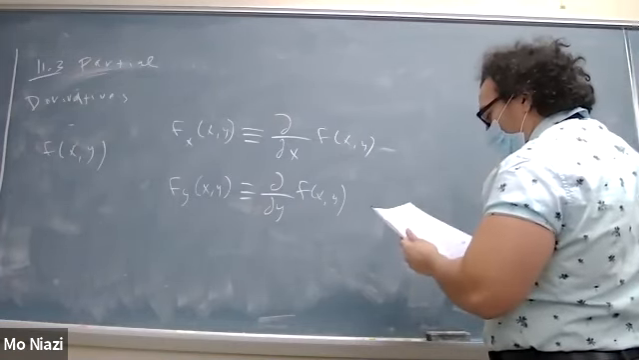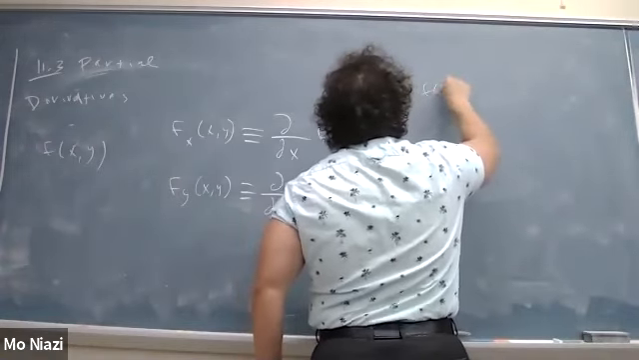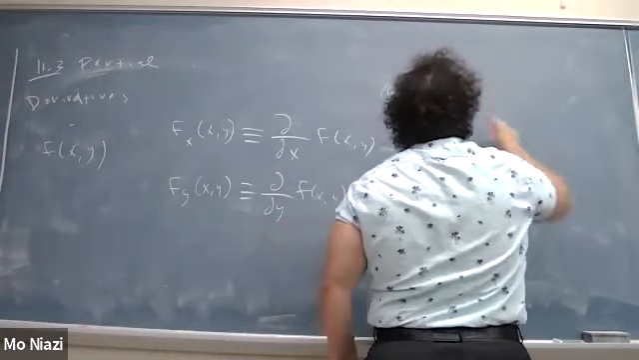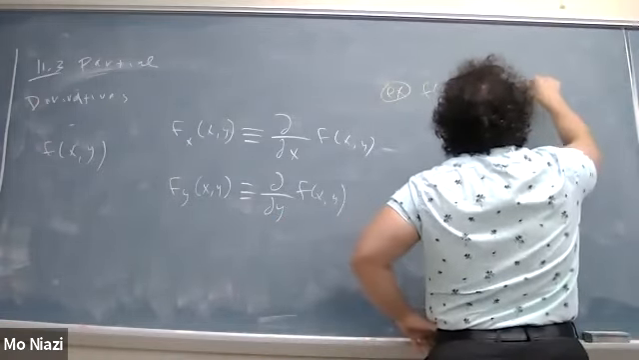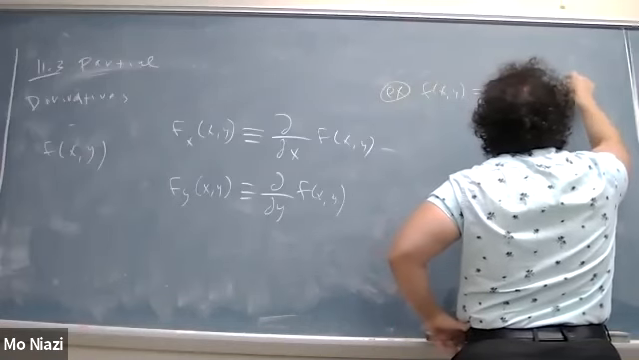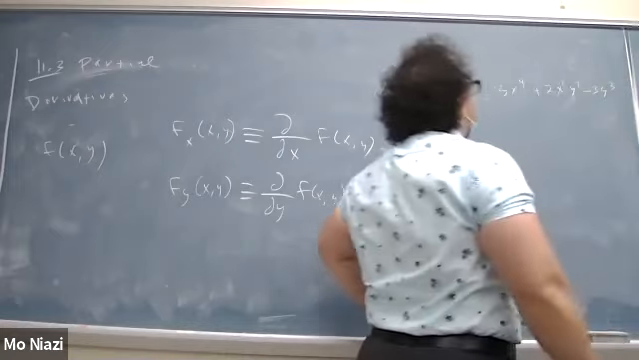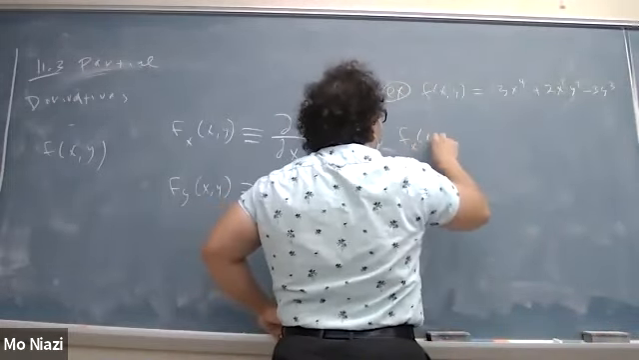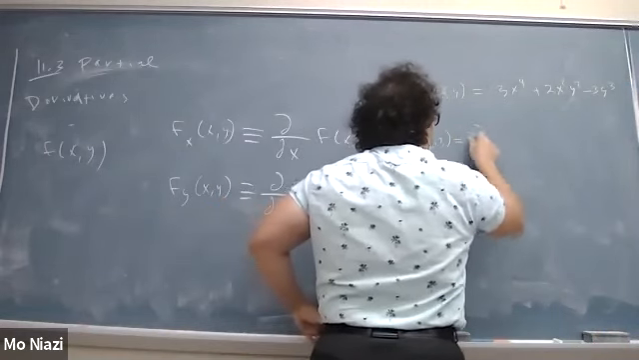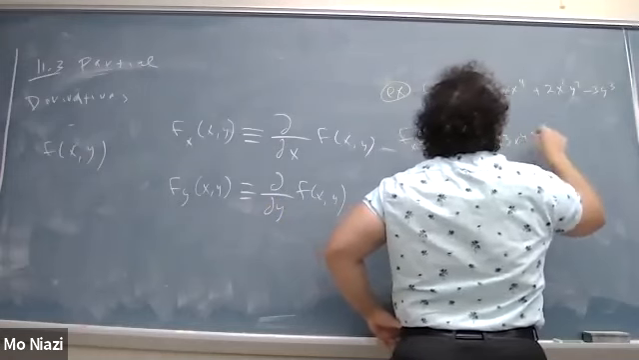Okay. Well, let's just do some examples. Let's say my function f of x, y is equal to 3x to the fourth plus 2x squared y squared minus 3y cubed. Let's calculate f sub x of x, y. This is equal to partial x of this multivariable polynomial.